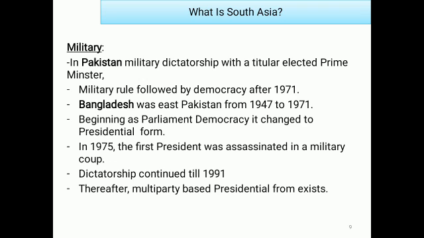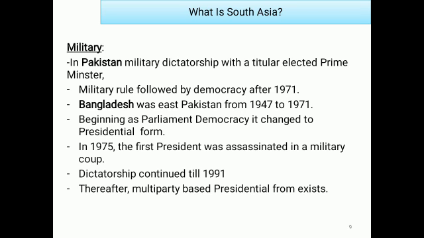And the next type of government is the military political system. In Pakistan, military dictatorship with a titular elected prime minister. Military rule followed by democracy after 1971.